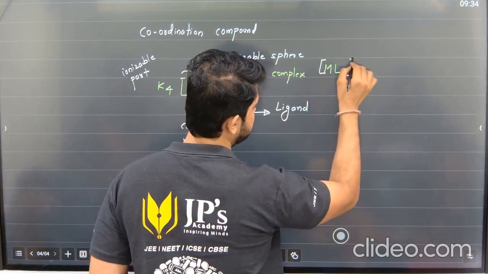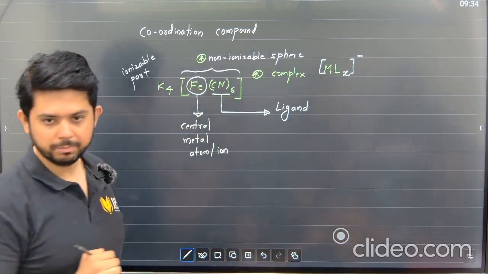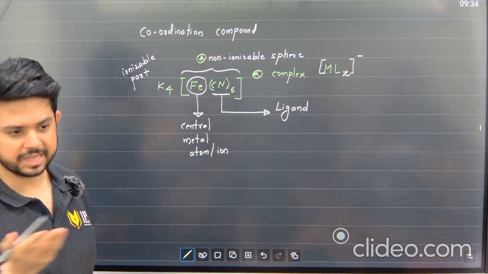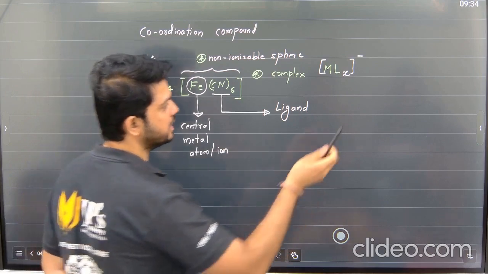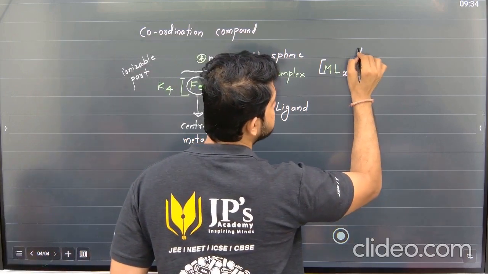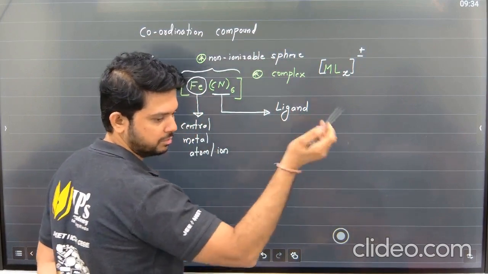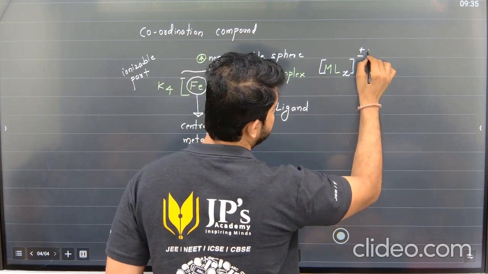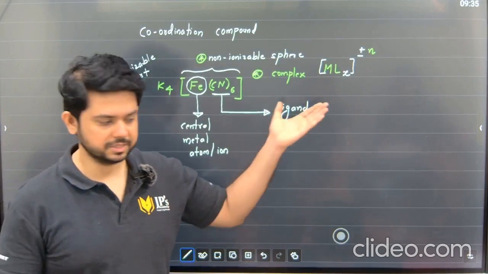4 minus. So either you can have a cationic complex, meaning the complex is carrying a positive charge, or an anionic complex, with a negative charge, depending upon the charges. We don't know whether it is +2, +3, +4 or +5. So the complex part representation can be that.